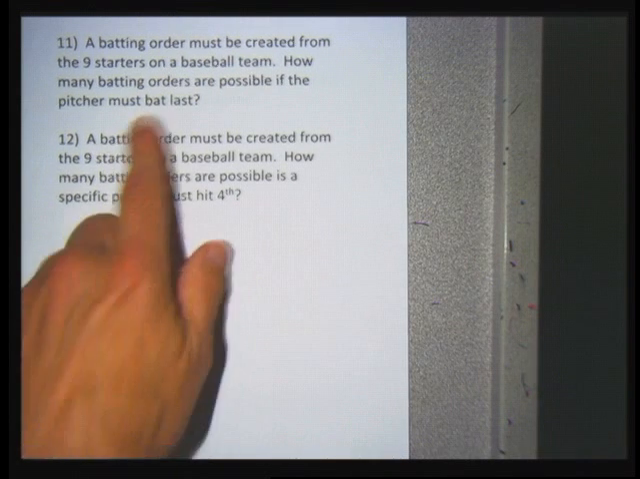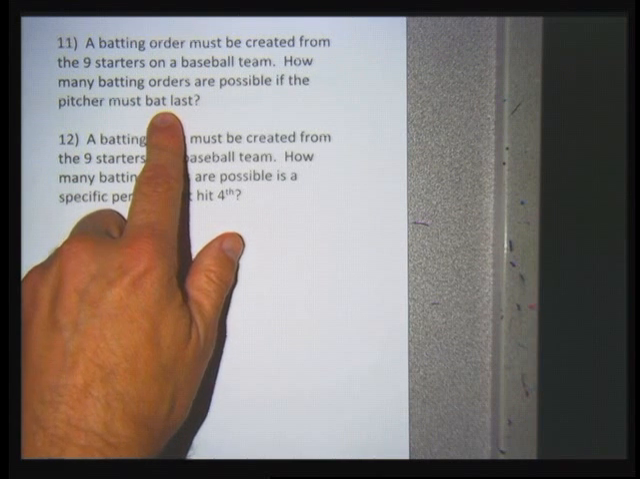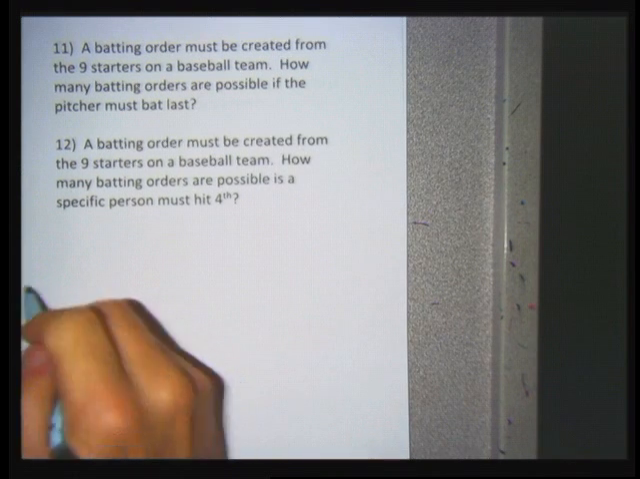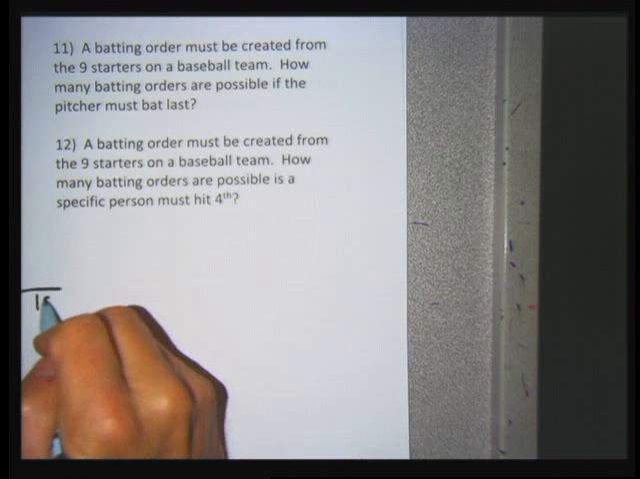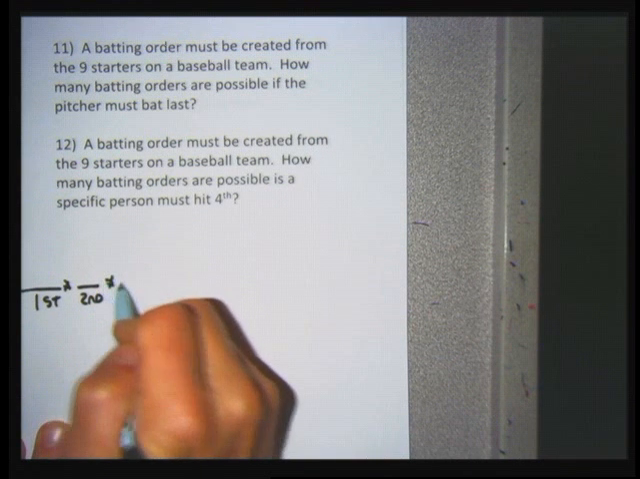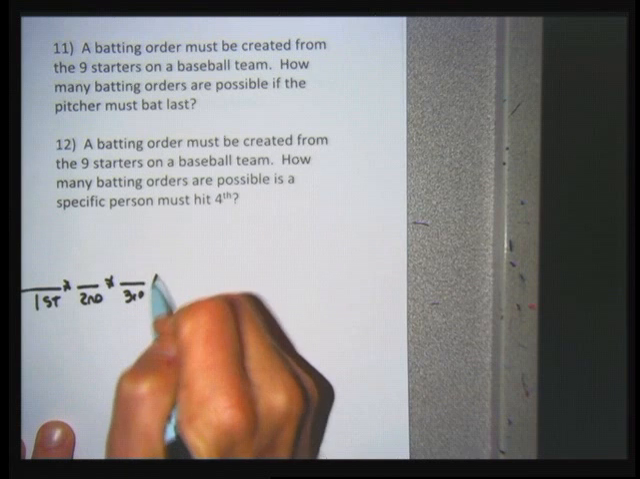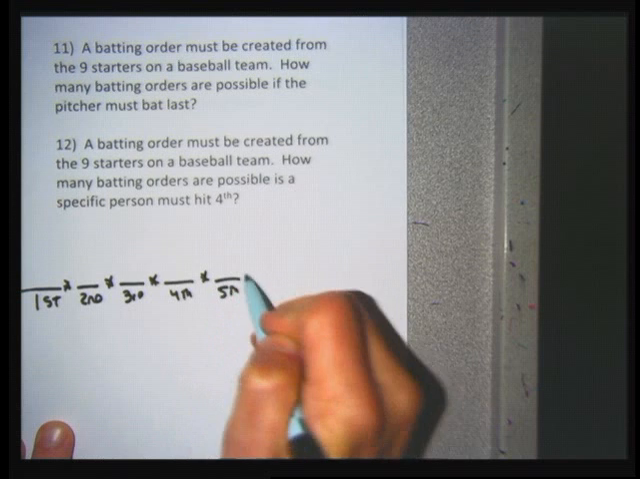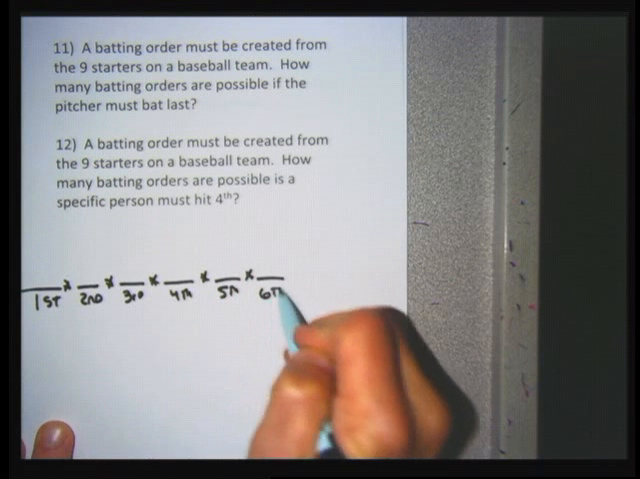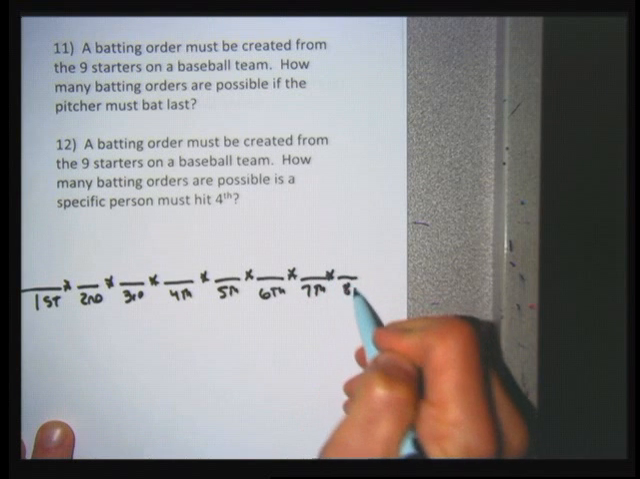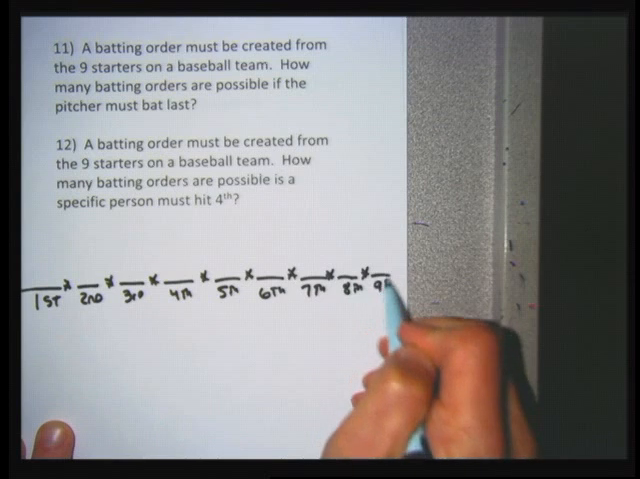So your batting order problem is the pitcher must bat last. My batting order problem is if a specific person must hit 4th. So there are 9 people. So there's a first, second, third, 4th, 5th, 6th, 7th. Problems don't feel that annoying when I write them up, but now it is annoying.